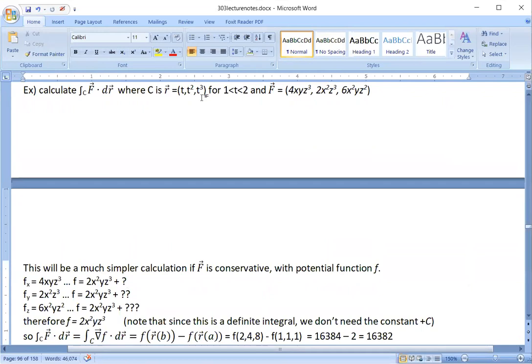at t equals 1, plug it in, our point is (1, 1, 1). At t equals 2, plug it in, our point is (2, 4, 8). And so we can just plug those two points into the potential function f in its given form. Plugging in (2, 4, 8), you get 16,384. Plugging in (1, 1, 1), you get 2. So just subtract, and you get 16,382.